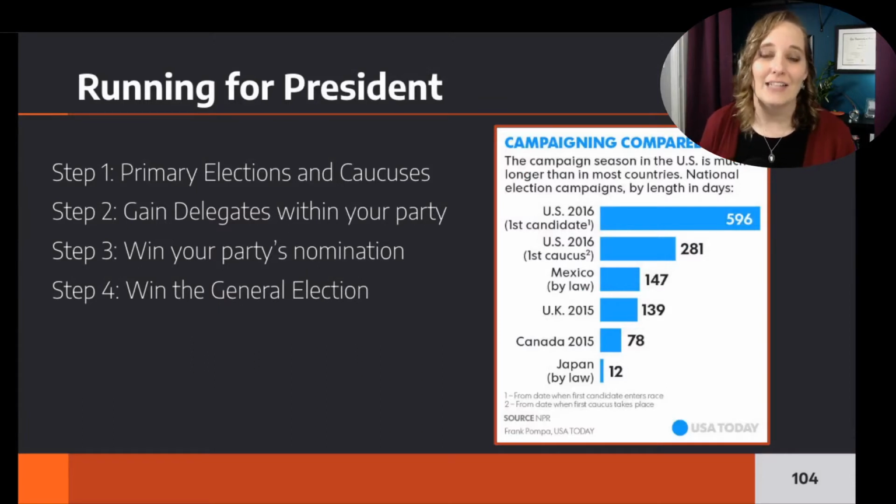Running for president has 4 main basic steps. But this is a really long process in the United States. As you can tell on the chart, the United States actually has one of the longest election processes for our head of state. Our election process starts over a year in advance, the spring of the year before the election. So for the 2020 election, the election actually began in 2019.